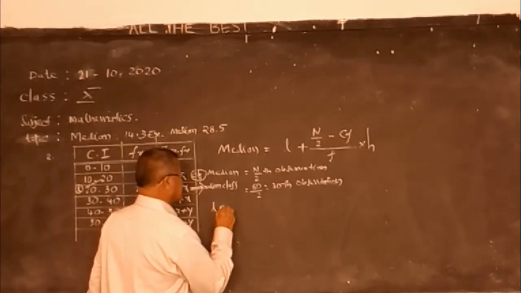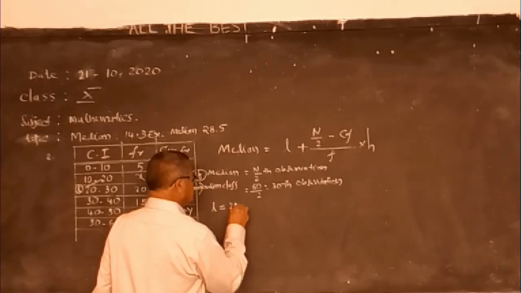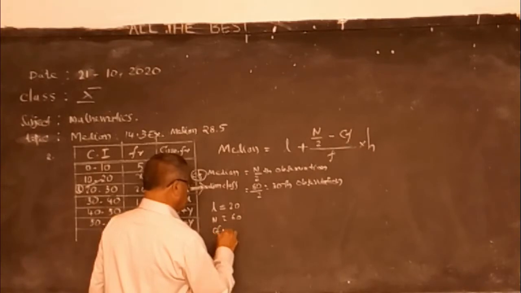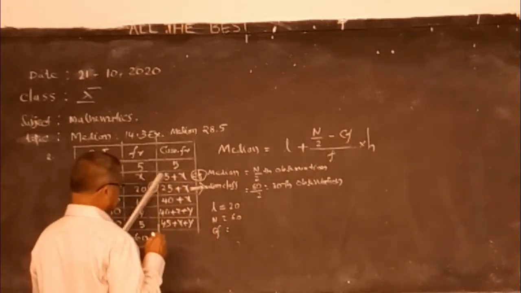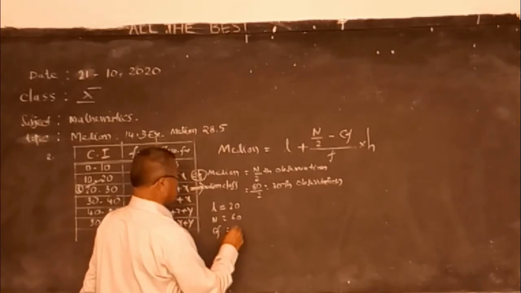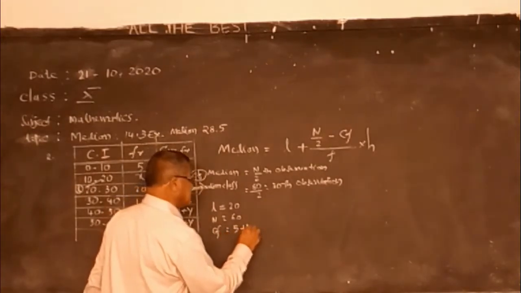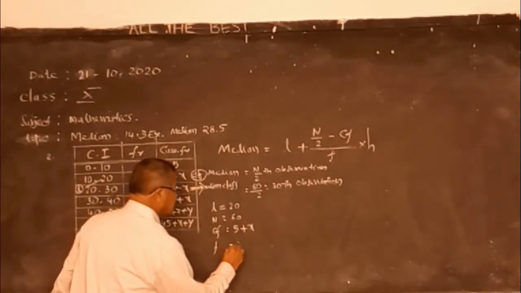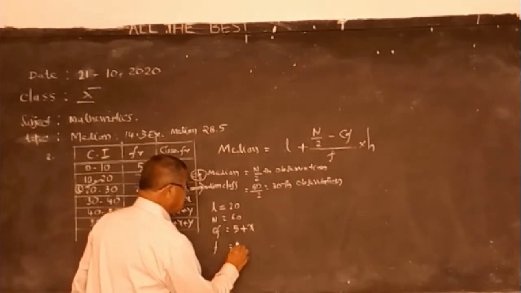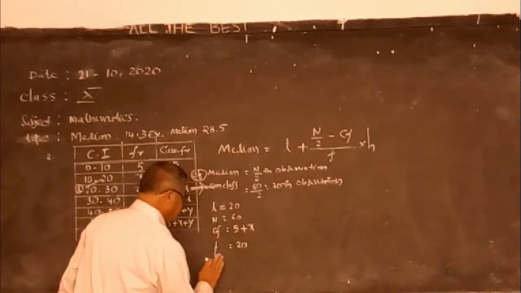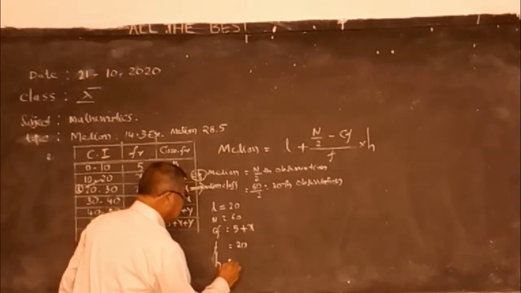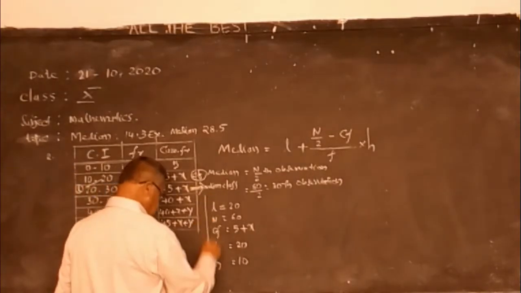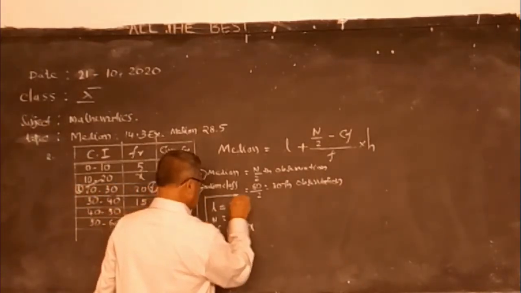Now write the values. Lower boundary of the median class is 20, and the N value given is 60. CF, the cumulative frequency of the class preceding the median class, is 5 plus x. F, the frequency of the median class, is 20, and H, the size of the class, is 10. So you write it in a box. For this you will get half a mark.